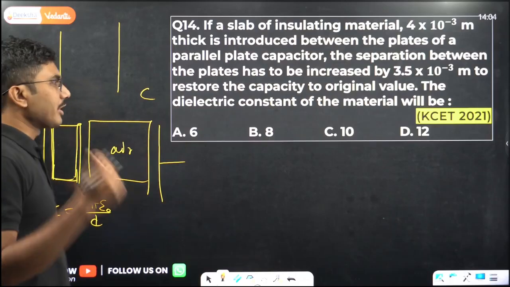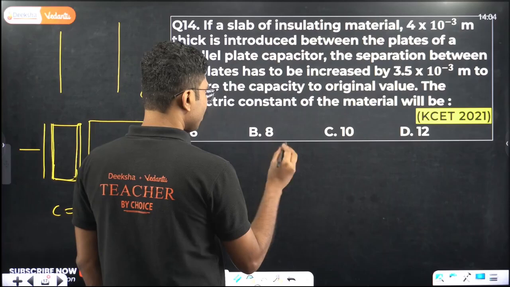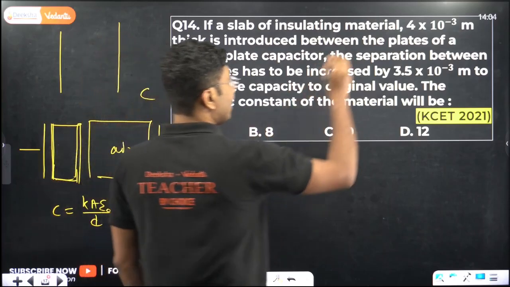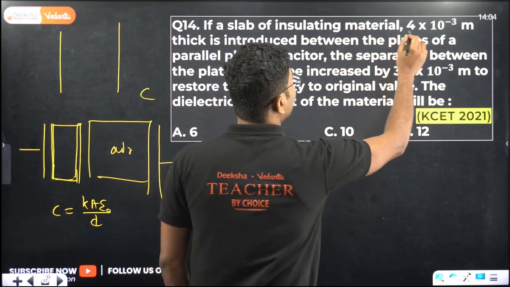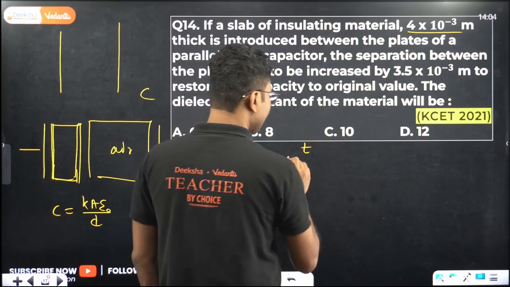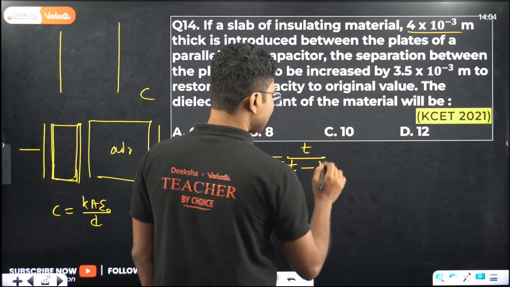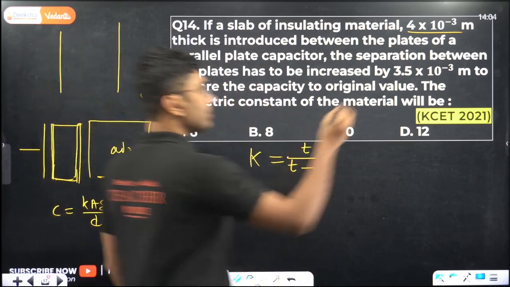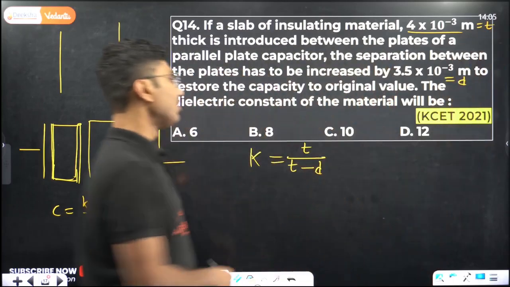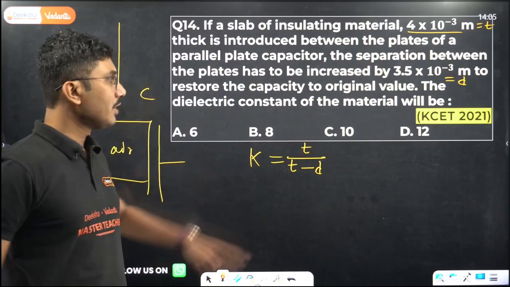Now there is a shortcut formula to calculate the dielectric constant directly. So what is the shortcut formula? The dielectric constant is given by the thickness of the dielectric medium, divided by the thickness of the dielectric medium minus the distance by which the separation is increased. So this is T and this is D. This is the direct formula that you can use to calculate the dielectric constant. There is nothing to be afraid of. Yes, you can use this formula.